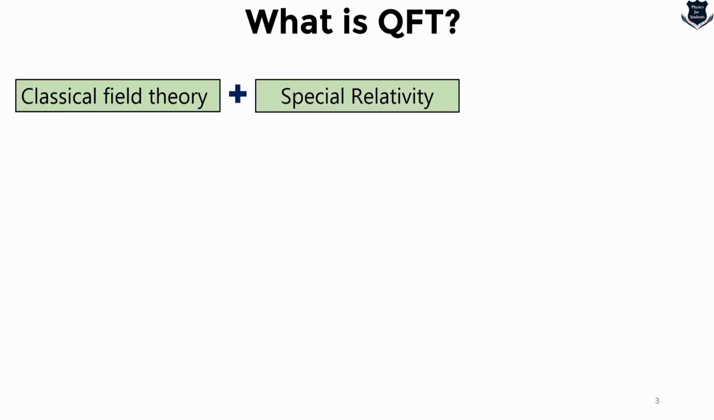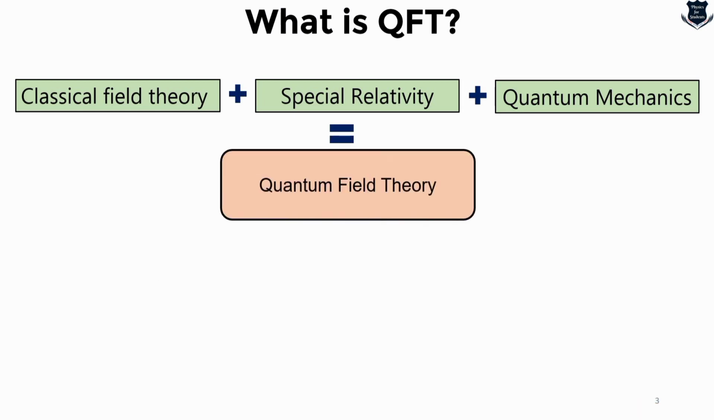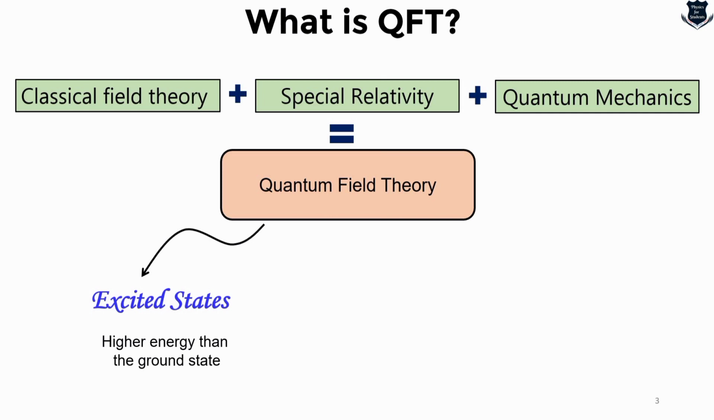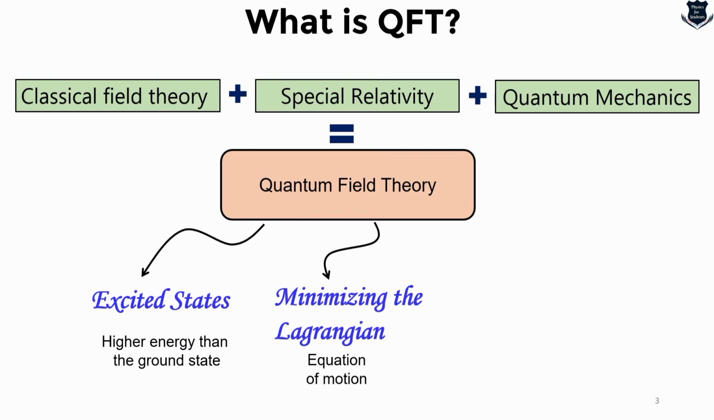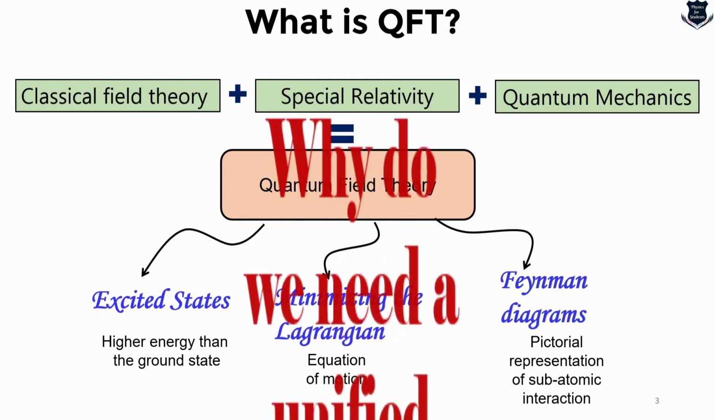First, we have seen that quantum field theory is an assimilation of three important theories: classical field theory, special relativity and quantum mechanics. Together it makes up the quantum field theory. Quantum field theory treats particles as excited states, which is on a higher energy than the ground state. It uses the equation of motion by minimizing the Lagrangian, and the important Feynman diagrams actually give the representation of the subatomic realm, the creation and annihilation operators, and so on.